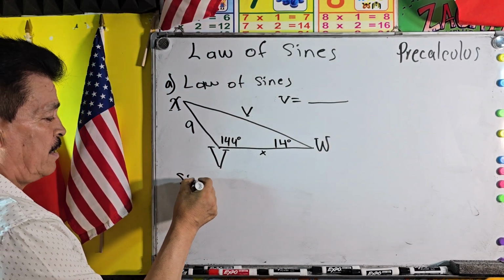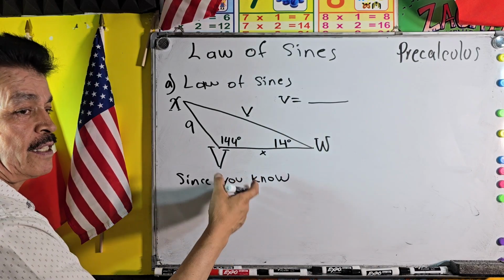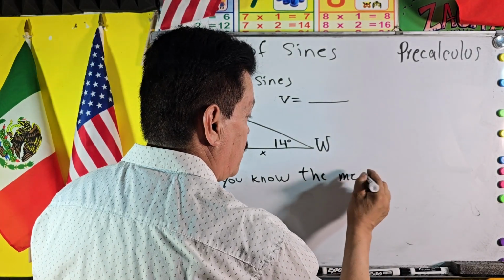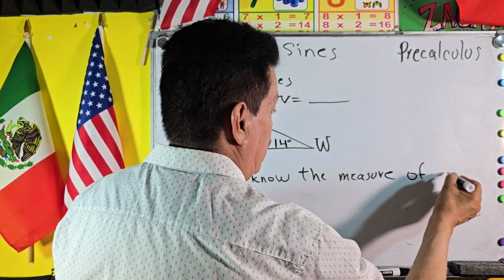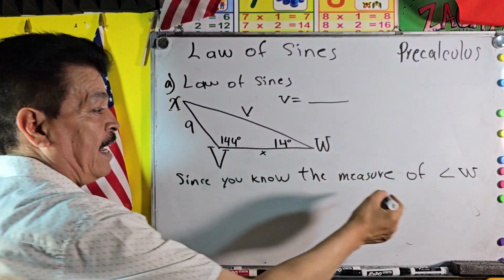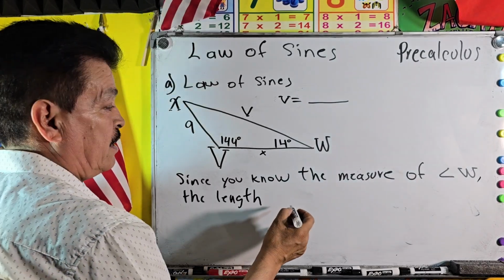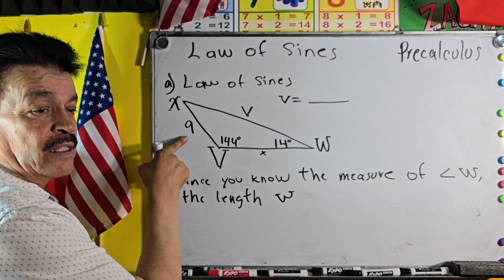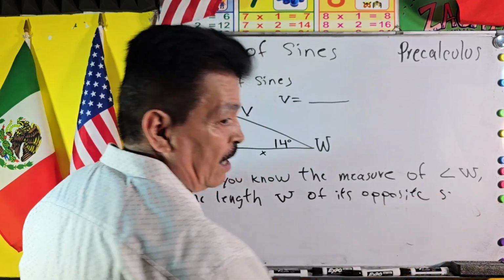Just follow this math strictly. I would like to always teach slowly. The measure of angle W, we have the measured angle W. Also the length, which side? The length w, I mean the lowercase letter, equals 9, right? Of its opposite side.